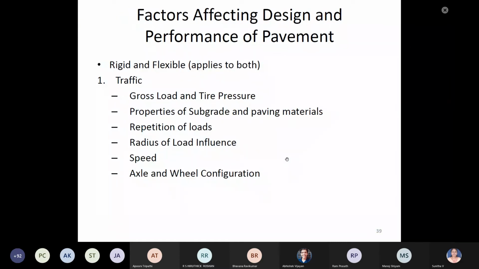Then, factors affecting the design and performance of pavement. So what are the main factors?